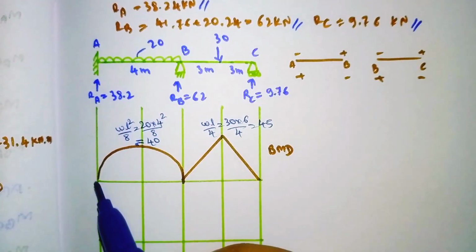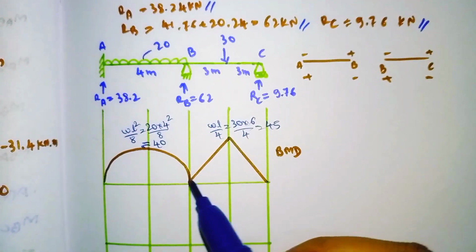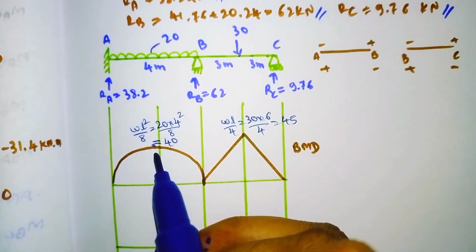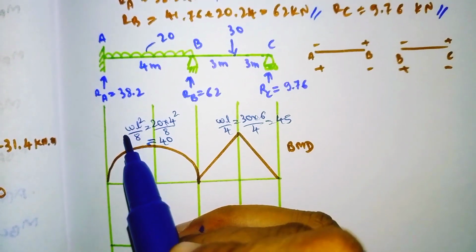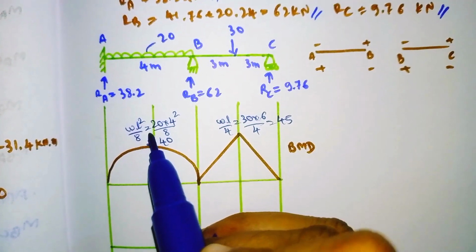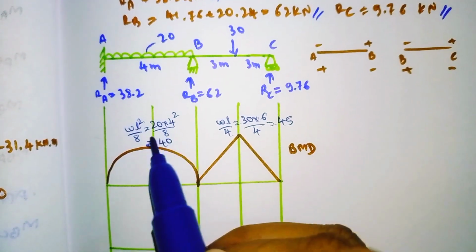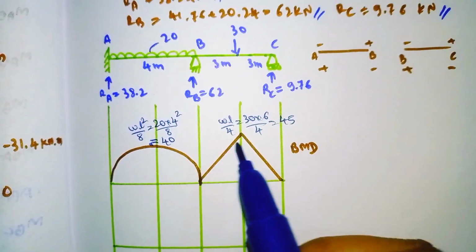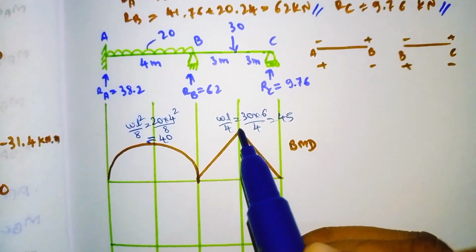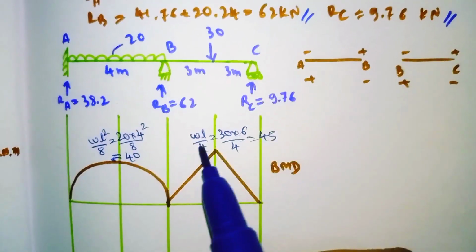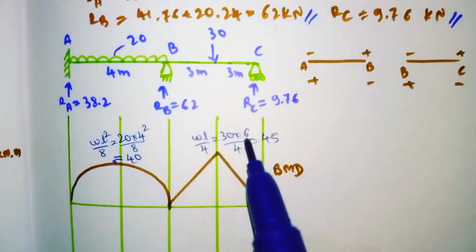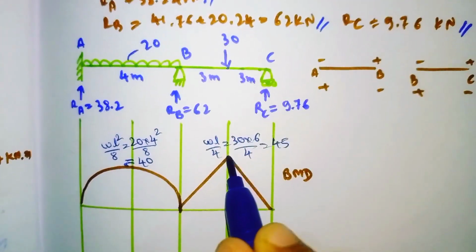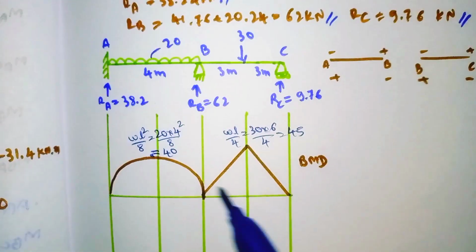This is for UDL. Our diagram will be a parabola. For this it will come like this. For point load it will be a triangle. To find out this maximum height, we have one formula, that is WL square divided by 8. W is 20 and L is 4, divided by 8. By simplifying it will come out as 40. Maximum height is 40. And for this triangle, to find the maximum height, we have the formula WL divided by 4, where W is 30 and L is 6, divided by 4. By simplifying it will come out as 45. The maximum height of this is 45. This is our free-body diagram of bending moment.